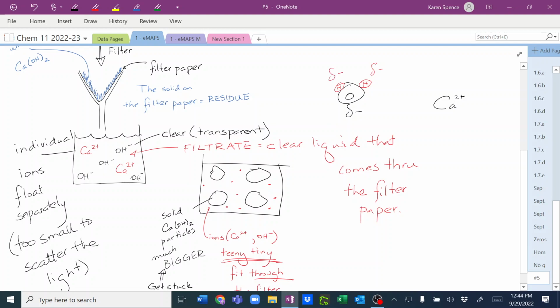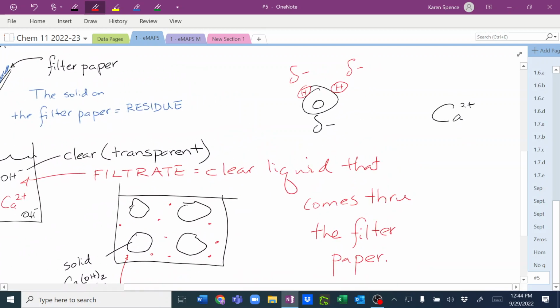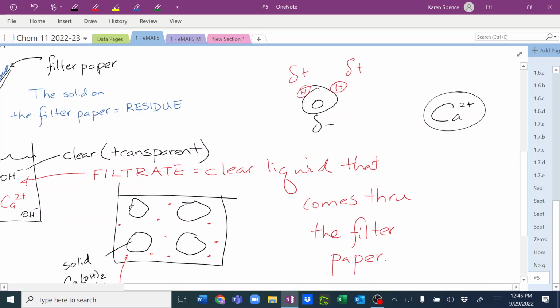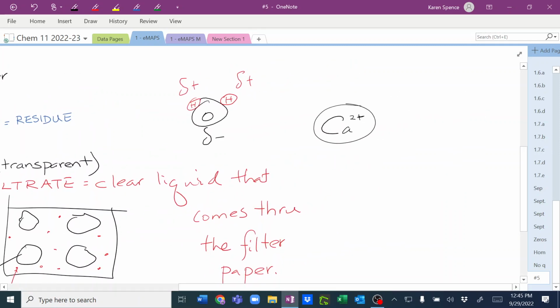Slightly negative or positive. Oh, that's easy. I can change those to positives. There we go. And so when you have your calcium ion, the slightly negative ends will orient themselves towards the calcium, and the slightly positive ends will orient themselves away from the positive calcium.